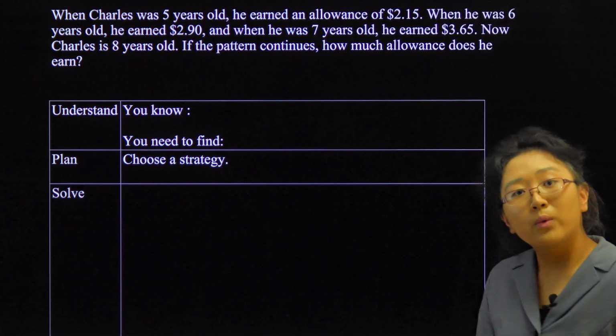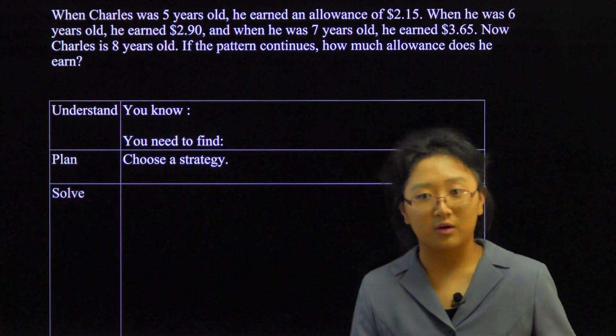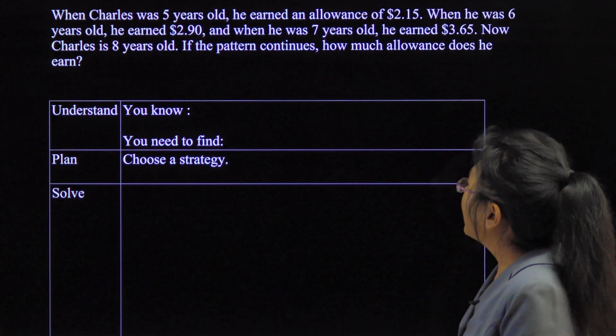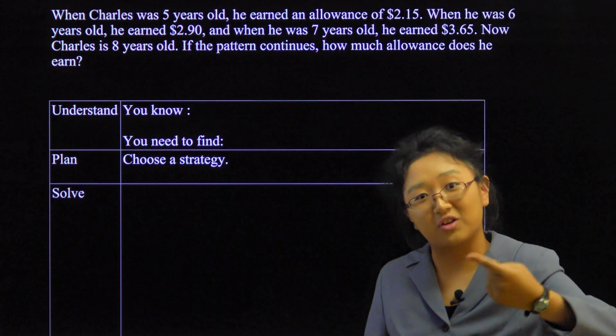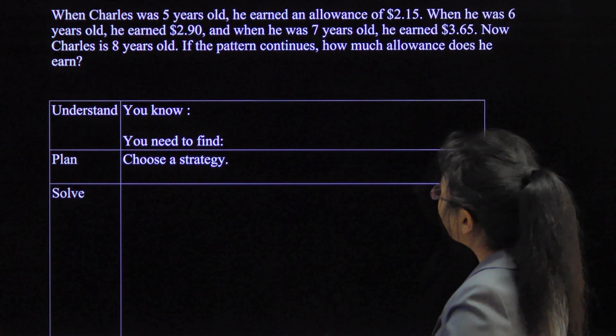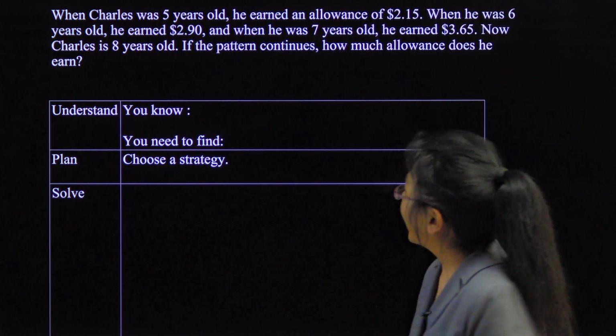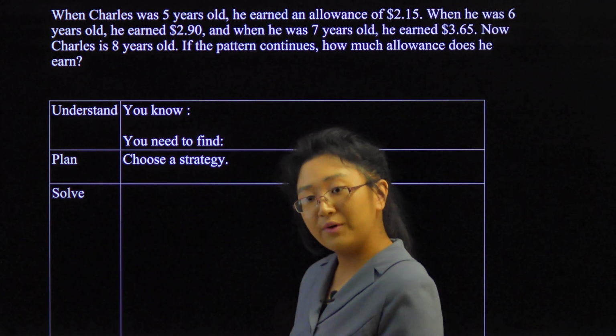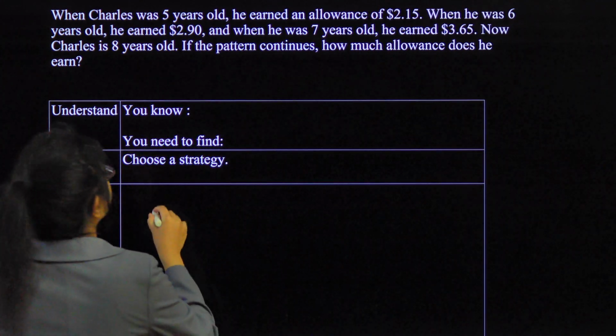So what do we know? We know how much allowance Charles earns at each age. What do we need to find? We need to find the pattern in order to solve the problem, and we need to find how much allowance he's going to get this year. So our strategy right now, we can make a table and we can just do math.